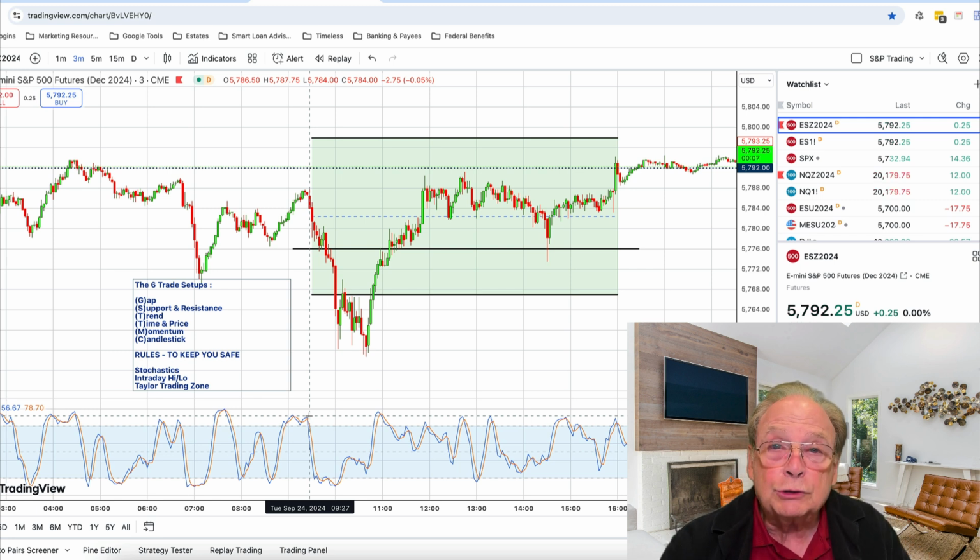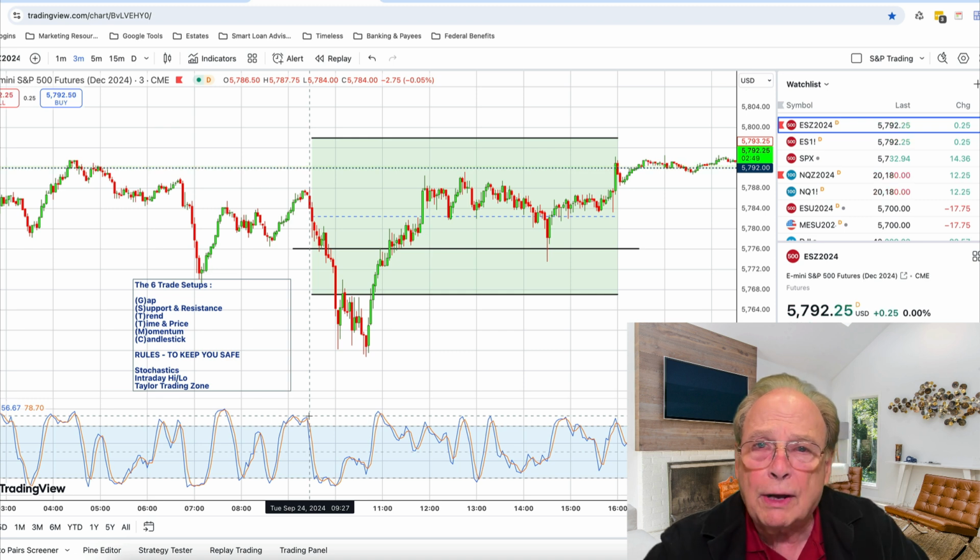Then, if you're trading, let's say scalp trading, you need to know the 6 trade setups. There are only 6 trade setups, and this is why I say trading is simple. There are only 6 trade setups: gap, support and resistance, time and price, trend, momentum, and candlestick. And I'll point several of them out to you right on this chart.